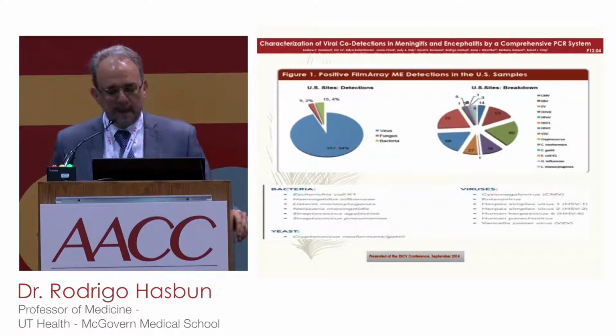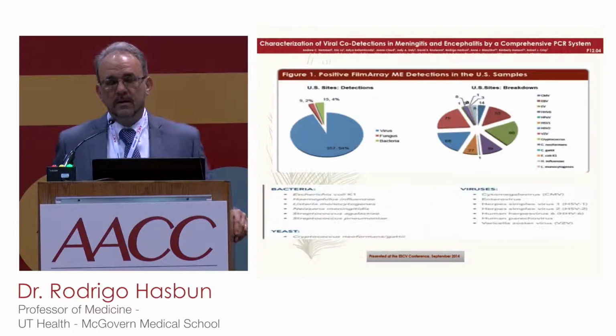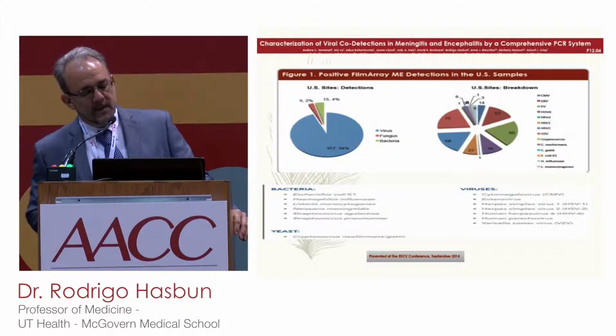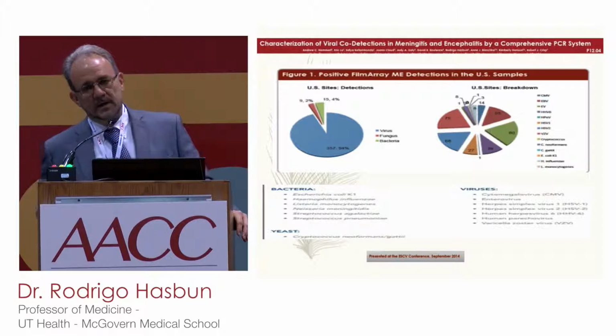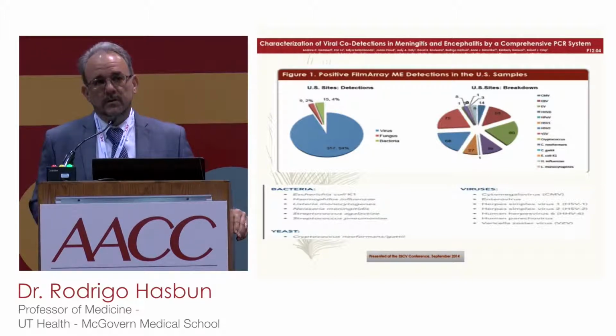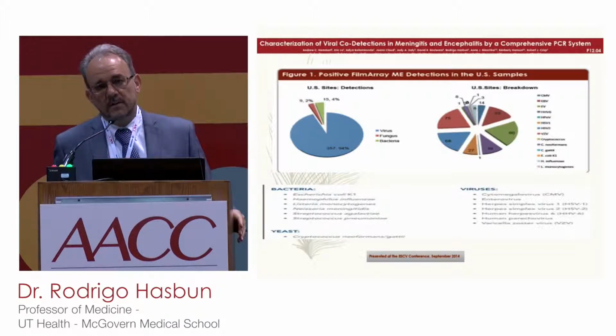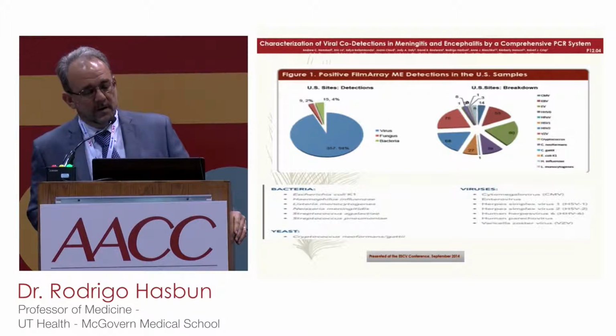This is a study that hasn't been published, looking at FilmArray positive cases. And what you can see here, 94% of those FilmArray positive patients are viruses. And this really depicts the epidemiology of meningitis and encephalitis in the U.S. The majority of our patients have viral etiologies, 94%. Then 4% are going to be bacterial and 2% are going to be fungal.